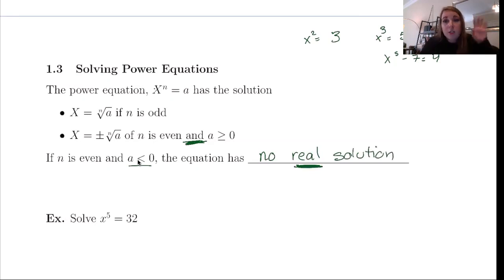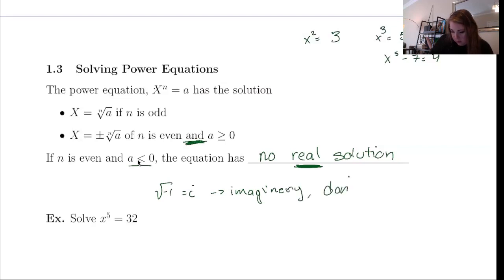So we just saw an extraneous situation where there's no solution. And now if I'm taking the square root of something or an even root of something that is negative, there's no real solution. And that's because of imaginary numbers, right? So like the square root of negative 1 equals i, imaginary, which is beyond the scope of this class. Don't use it in this class.